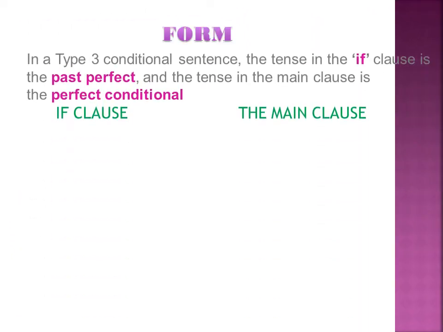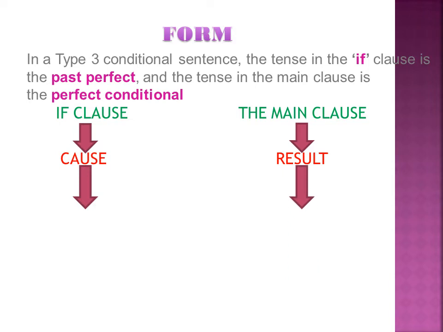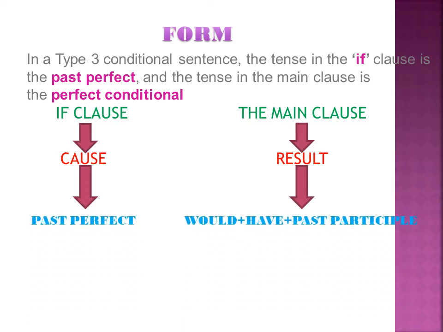Now we are going to see how conditional type 3 is formed. It's plain to see that a conditional type 3 is formed from two main clauses, the if clause and the main clause. The if clause is what we call the cause, and the main clause is what we call the result. If the cause happens, it means that the result will automatically happen. In the if clause the verb is put into the past perfect, and in the main clause the verb is put as would plus have plus a past participle.